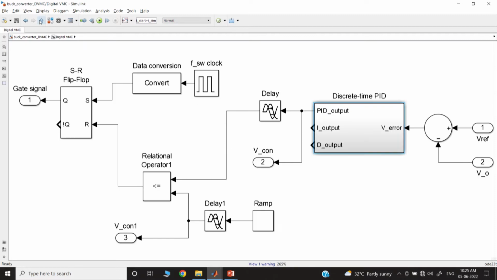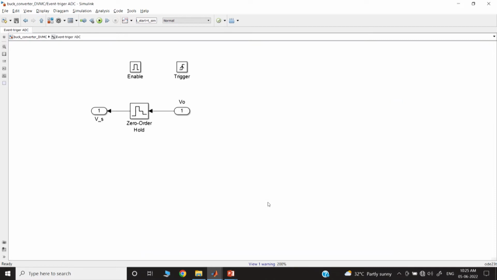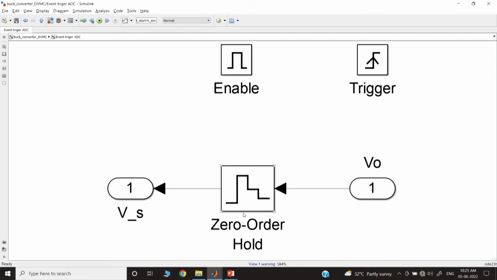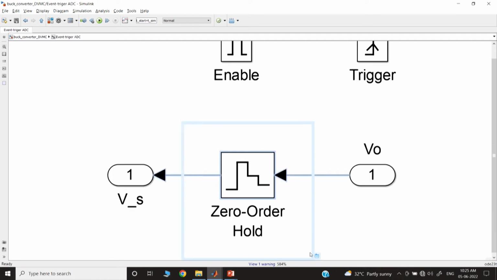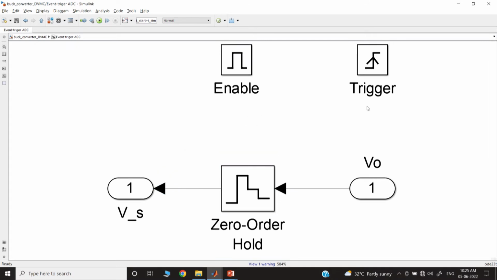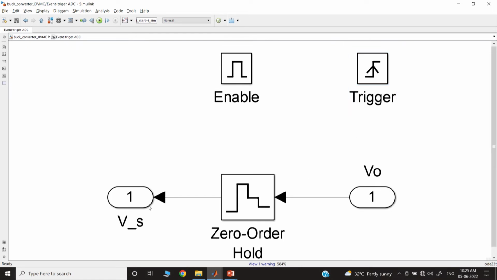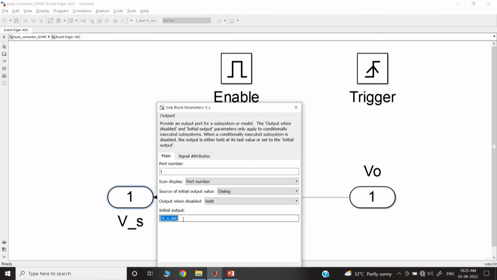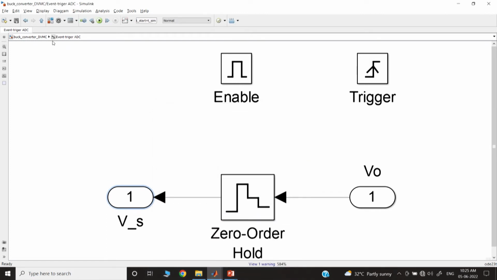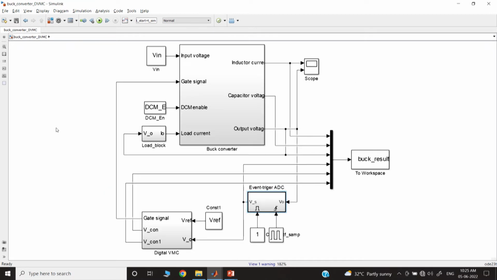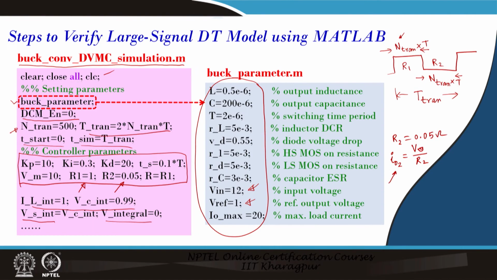Another part I want to mention, if you go to the ADC block, inside this block you can see there is a zero order hold, and it should be enabled, and it will capture the signal at the rising edge of the trigger signal. If you go inside, the output of the zero order hold is like a register, and here we are initializing VS. Okay, so we have explained all the model part here, and let us go to the presentation.